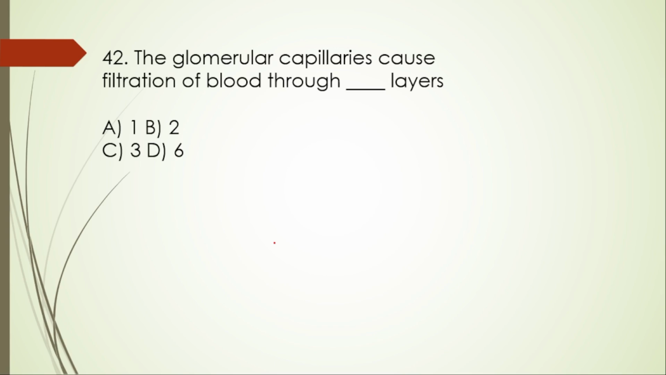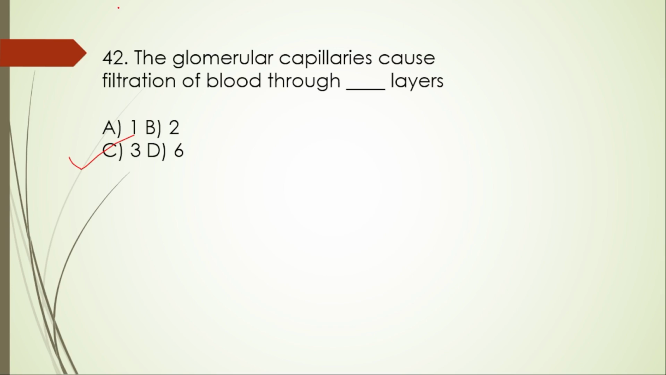42nd question. The glomerular capillaries cause filtration of blood through dash layers. How many layers? 1, 2, 3 and then 6. So here the right option is option C, that is 3. Endothelium, basement membrane and epithelium of the Bowman's capsule. Those are the 3 layers where filtration of the blood is going to happen.